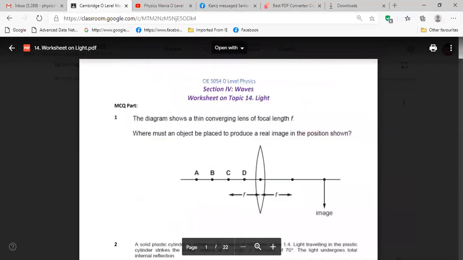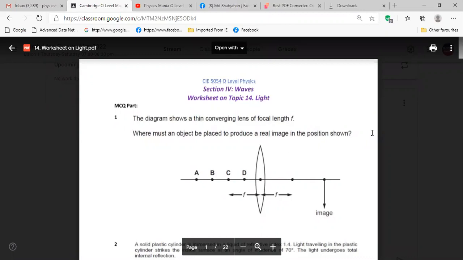Okay, sir. So here we go. We have the first question here. This is related to lens. You know, light is a very big topic. Normally, we don't give so many MCQs. We normally give around 15 to 20 MCQs for other topics. But for this topic, I gave you more MCQs and more structured questions as it is a big topic.